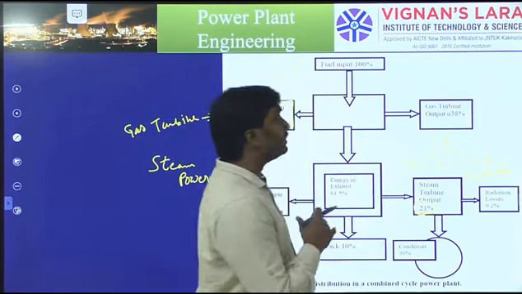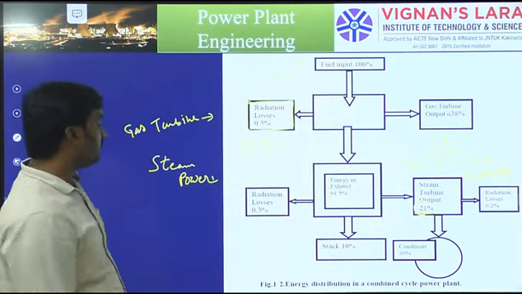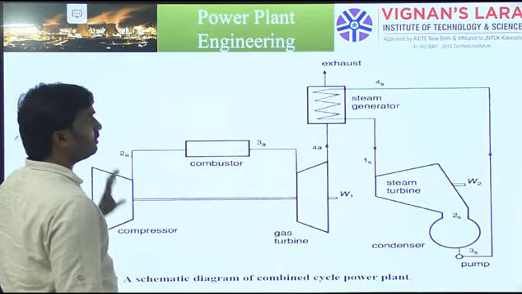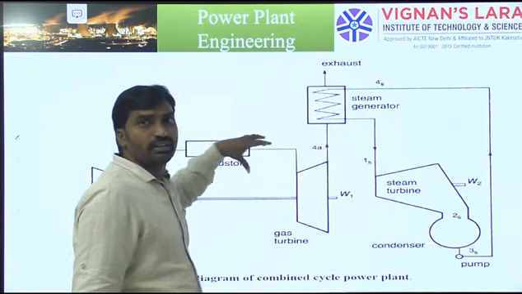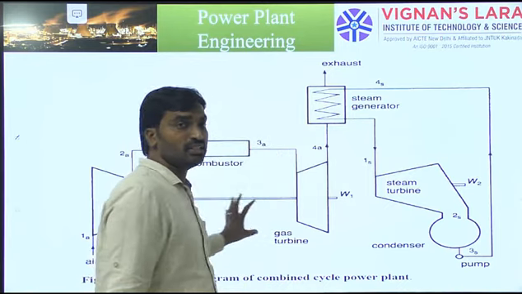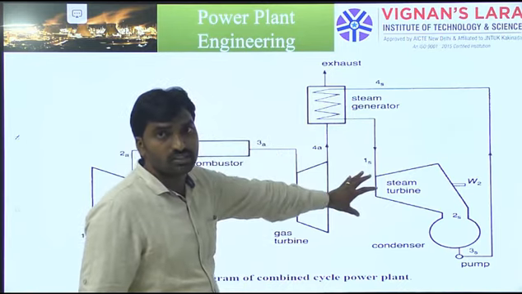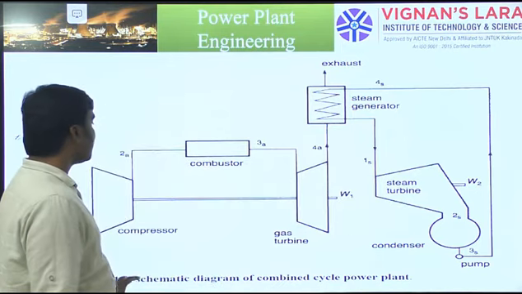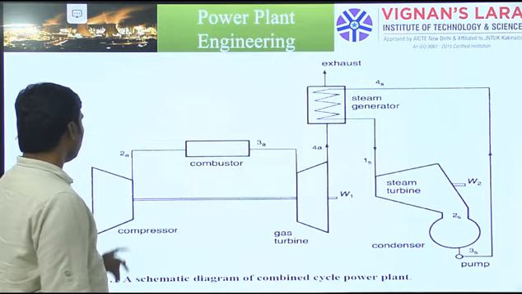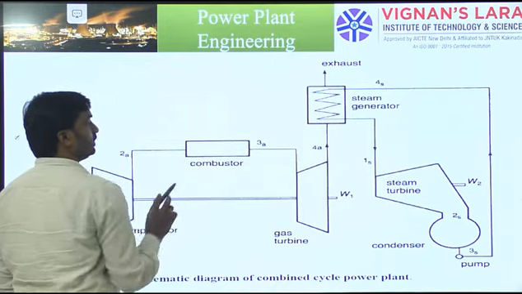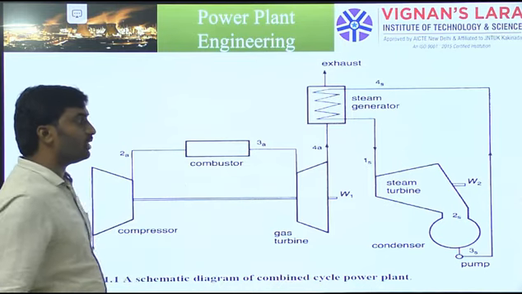So this is the simple layout of energy distribution, and later I would like to discuss a particular case where we see the line diagram of a gas turbine power plant and steam power plant. In a gas turbine we have a compressor, turbine and the combustion chamber. These are the important components.